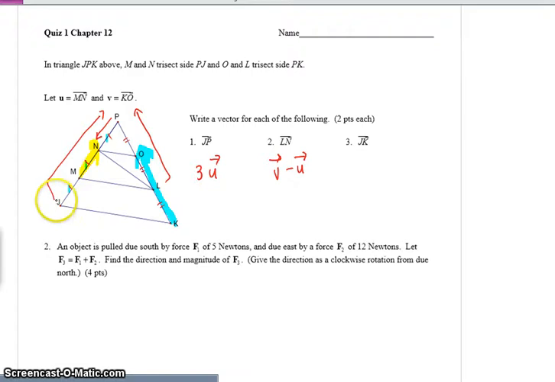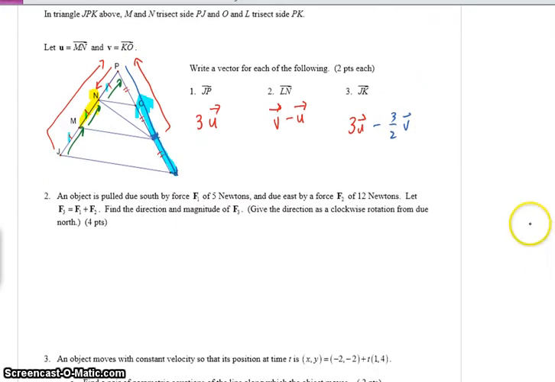JK. Okay, so that's from J to K. I've got to go 3 times U, because I'm going 1, 2, 3 U. And then I'm going 1 and a half, but I'm going the opposite way of V. So this is minus 3 halves V, or minus 1 and a half V.